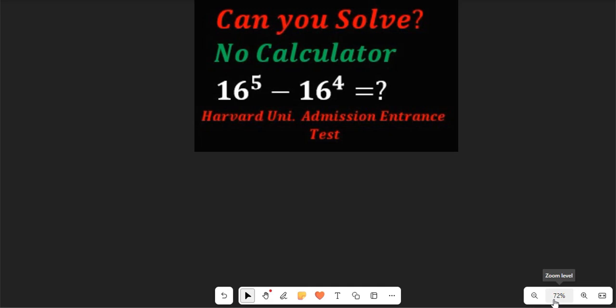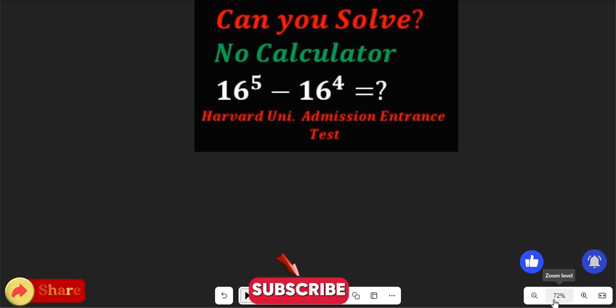What do you do if you are asked to solve this simplification question without the use of a calculator? This is a typical example of a Harvard University admission exam test. We are asked to simplify 16 to the power of 5 minus 16 to the power of 4 equals what? We are asked to solve completely. So we are requested to get the solution to this question. What do we do? Join me as we solve this question together without the use of a calculator.